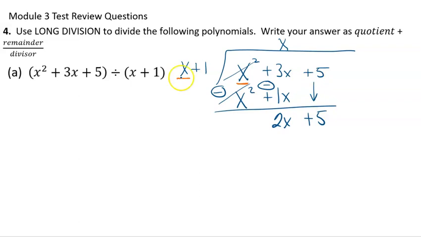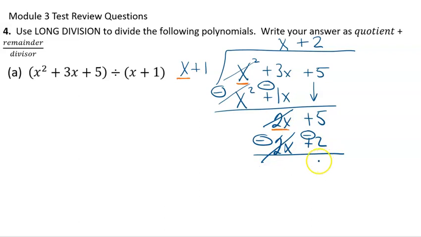I say, what do I multiply x by to turn it into a 2x? And we know that's a positive 2, so I put plus 2. Once again, I'm lining up my like term. Next, I use the distributive property. 2 times x is 2x. 2 times 1 is positive 2. Change those signs again, make it negative, make that one negative because they were positive. 2x added to a negative 2x cancels. 5 added to a negative 2 gives me a remainder of 3.